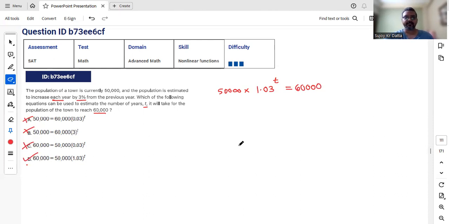60,000 is equal to 50,000 times 1.03 to the power t. Right? Because a 3% increase means 103%. So it's 103 divided by 100, so that is 1.03. Okay, next.